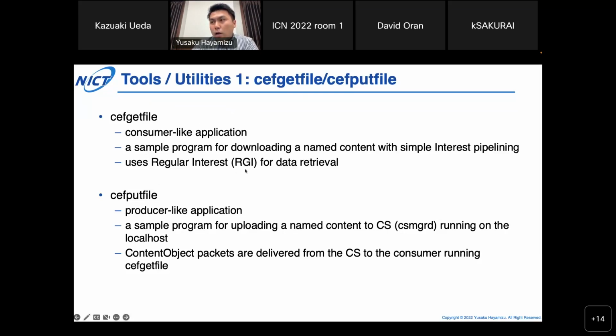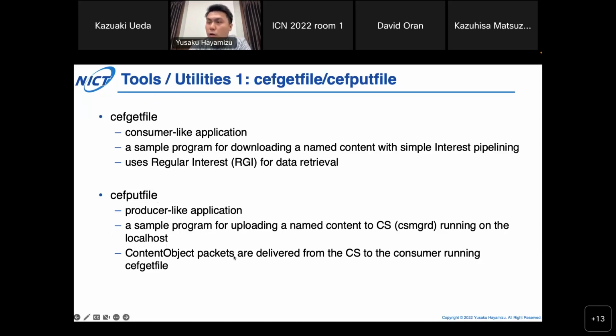Regular interest is normal interest for data retrieval. Cefputfile is a producer-like application, which is a sample program for uploading named content to the CS manager daemon running on the local host. And content object packets are delivered from the CS to the consumer running cefgetfile.